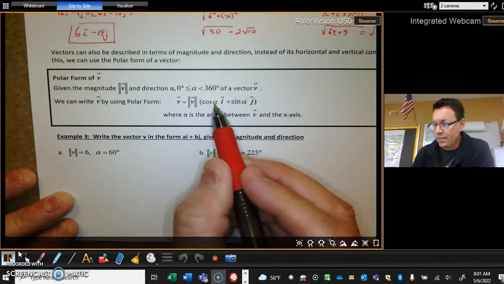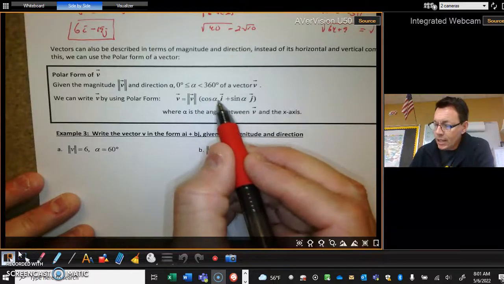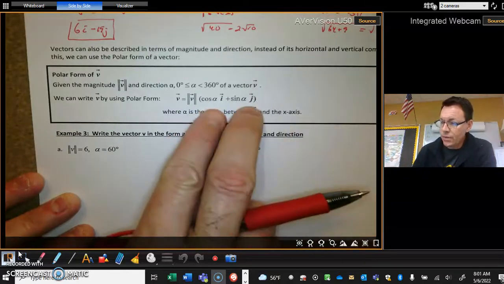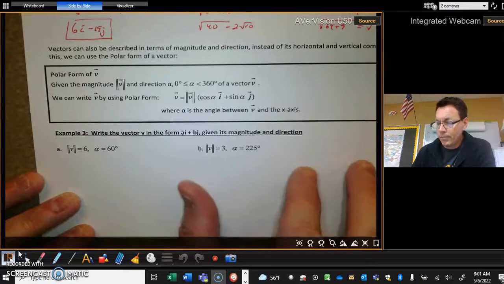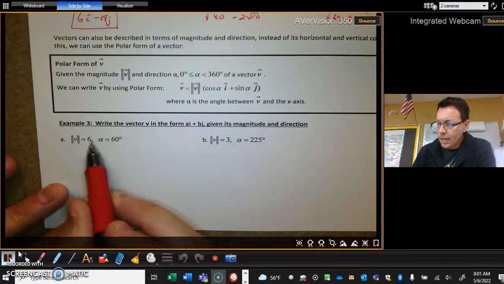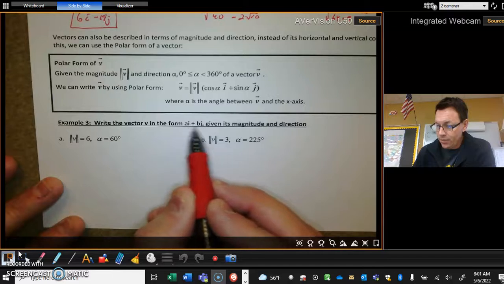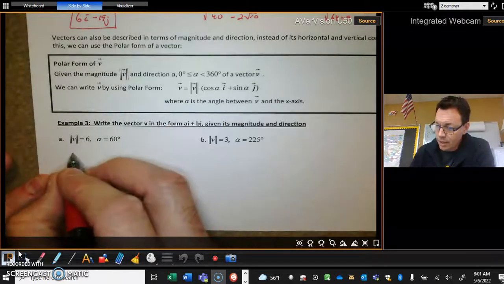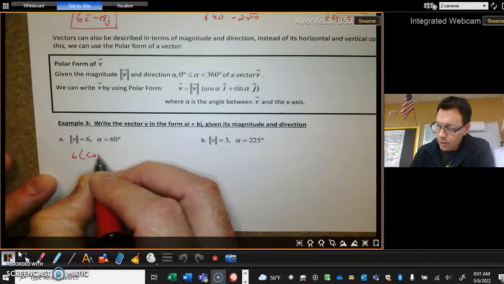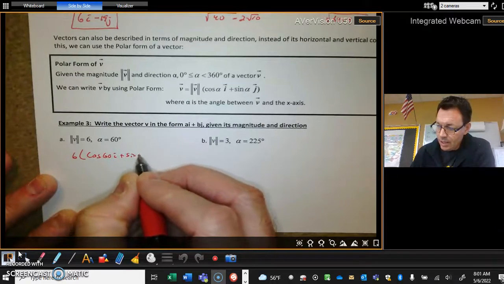So cosine of alpha, or theta, whatever you want to call it, okay? Cosine alpha i plus sine alpha j. So this is using that unit vector form, but it's in polar. So look at the example. This is: write the vector in standard form given the magnitude and the direction. So we're just going to plug these in. So 6 cosine of 60 i plus sine of 60 j.